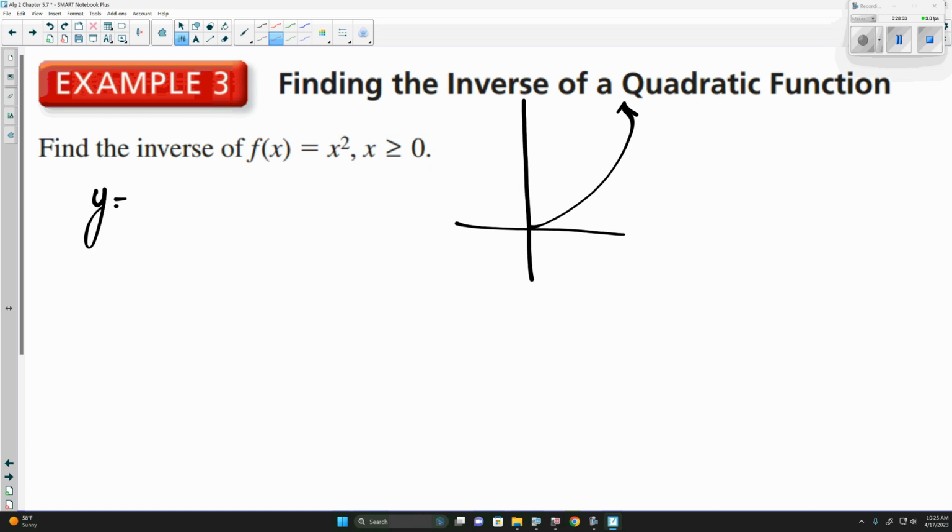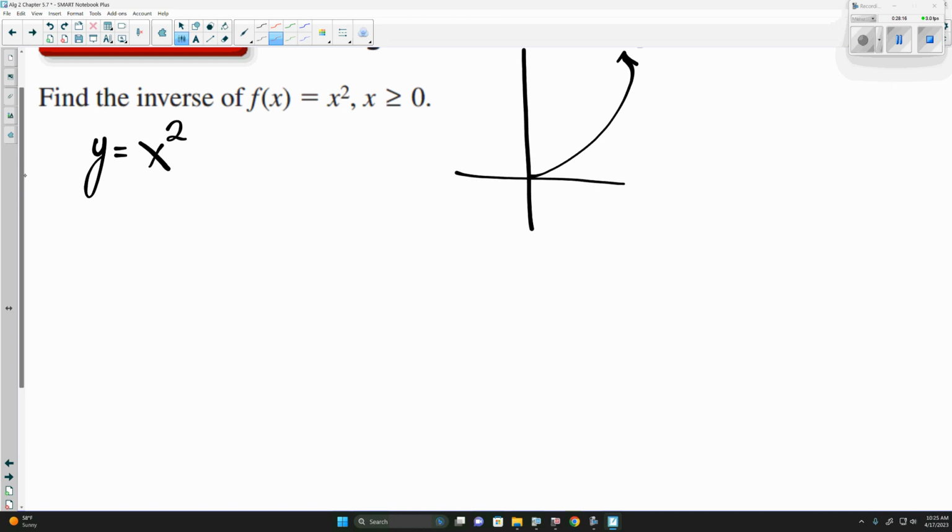However, what we do doesn't change. We still switch f of x with y. y equals x squared. At this point here, we switch x and y, telling us x is equal to y squared.